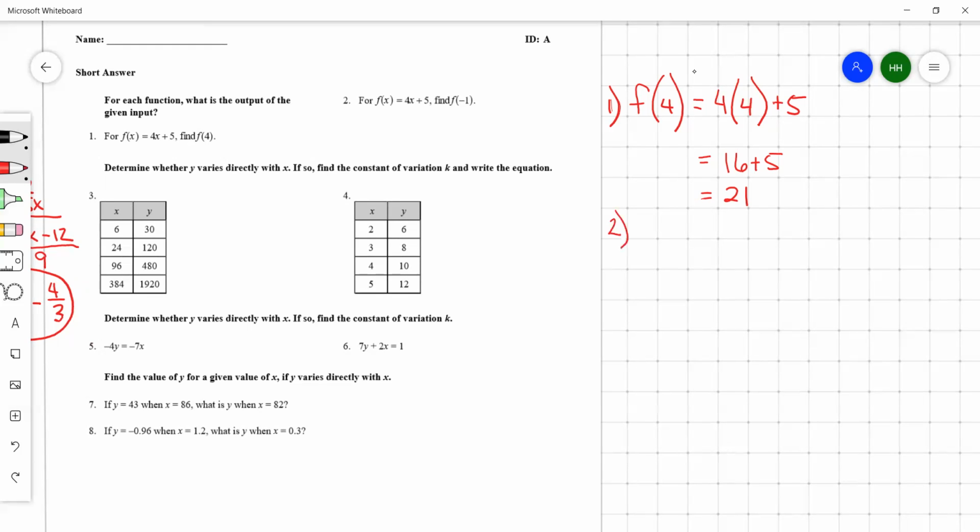Number 2, you're going to find your function of -1. So we got 4 times -1 plus 5. 4 times -1 is -4 plus 5. And -4 plus 5 is 1. So your function of -1 is +1.